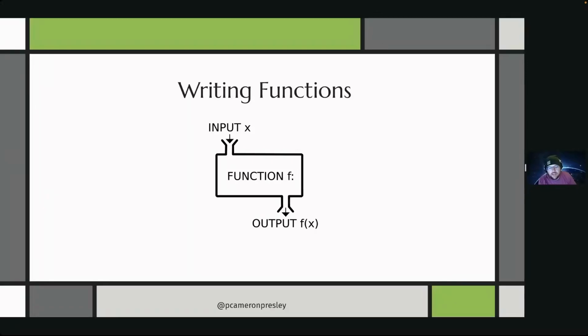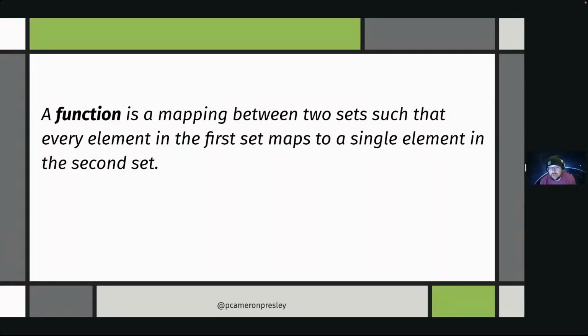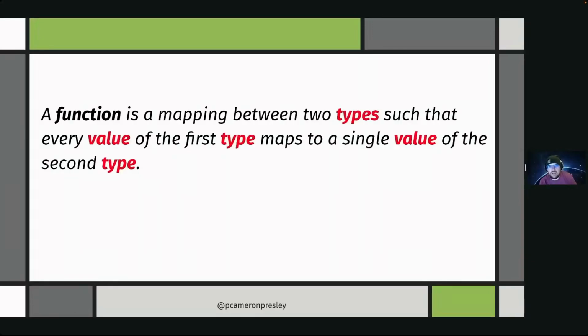It's a mapping, right? If we look at the mathematical definition, we see that a function is a mapping between 2 sets such that every element in the first set maps to a single element in the second set. You may be looking at me going like, hey, Cameron, I'm not a mathematician. I don't quite remember sets. It's been a while since I've done math. Okay, no worries. Let's change this definition just a little bit. It's not quite technically correct, but it's close enough for you to get an intuitive understanding. Let's say a function is a mapping between 2 types, such that every value of the first type maps to a single value of the second type.